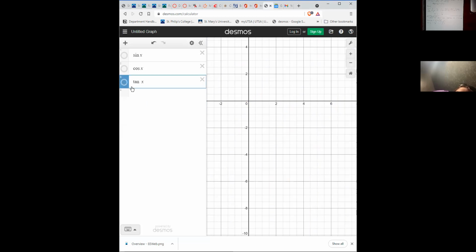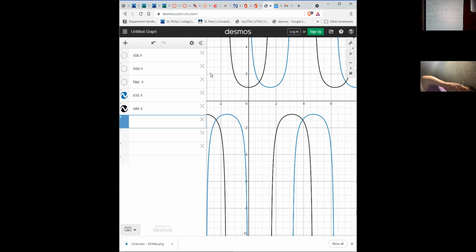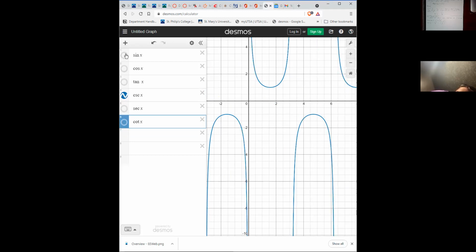So then the next three are going to be the reciprocals. All I want you to know is, what do they look like? Reciprocal of sine is cosecant, right? Reciprocal of cosine is secant. Reciprocal of tangent is cotangent. Let's go one at a time. So here are the reciprocals of sine and cosecant.